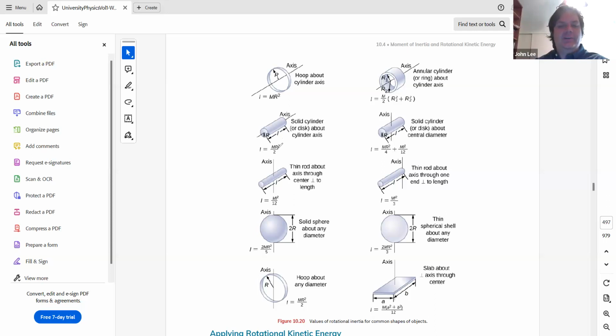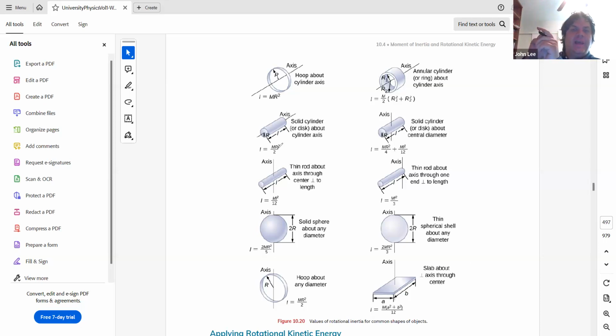And then you're also going to have different moments of inertia based on where you're rotating the axis, or from where the object is rotating. In this case, I equals mr squared is for rotating about the cylindrical axis. Actually, since I have a pen, I'm not going to talk about the hoop. I'm just going to talk about the cylinder. So the cylinder rotating about its cylindrical axis would be like this.